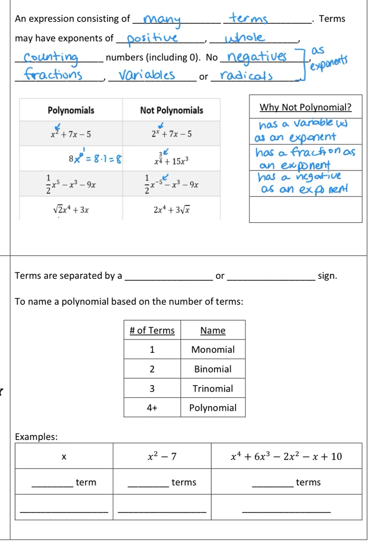And here, the radical here is okay. The radical on top of the x is not okay. So this is a radical exponent. That square root sign with the x you can't have. Hopefully you can read my writing. So the variable, the fraction, the negative, and the radical you can't have.